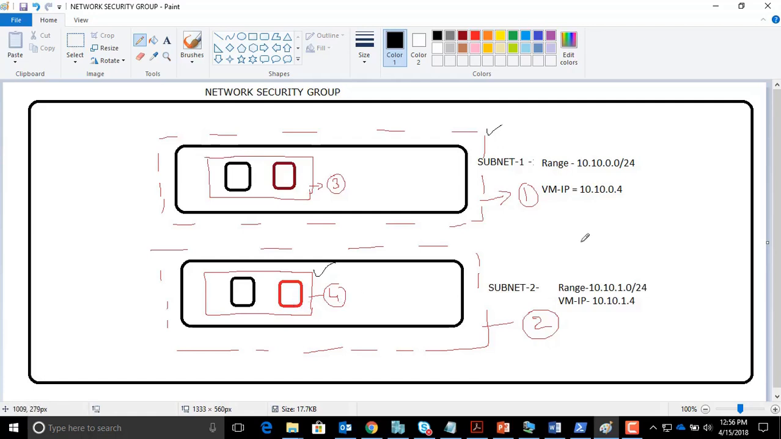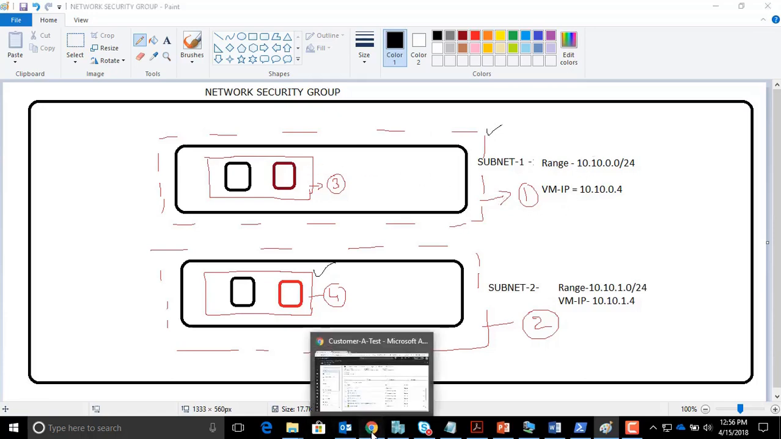So NSG1 links with subnet 1, NSG2 links with subnet 2, NSG3 links with all VMs in subnet 1, and NSG4 links at VM level in subnet 2. One NSG can link with multiple objects, but a single resource can have only one NSG. More than one NSG on one resource is not possible. And we can attach an NSG only at two resources: at the subnet level and at the VM level. Based on the scenario, we'll talk about it.